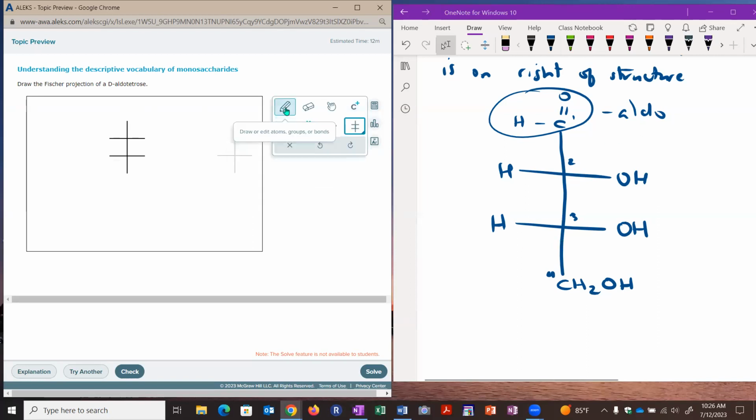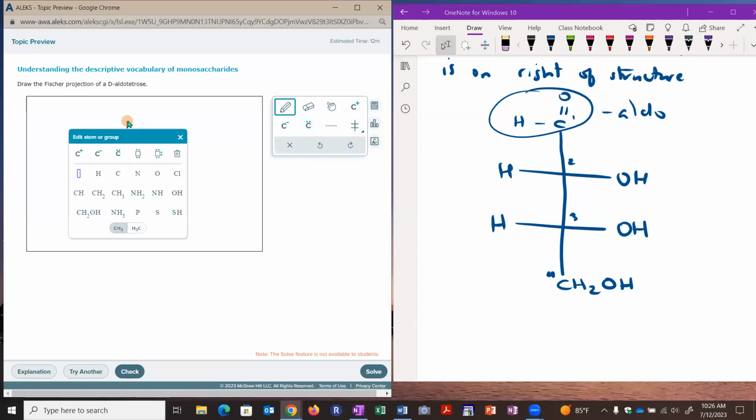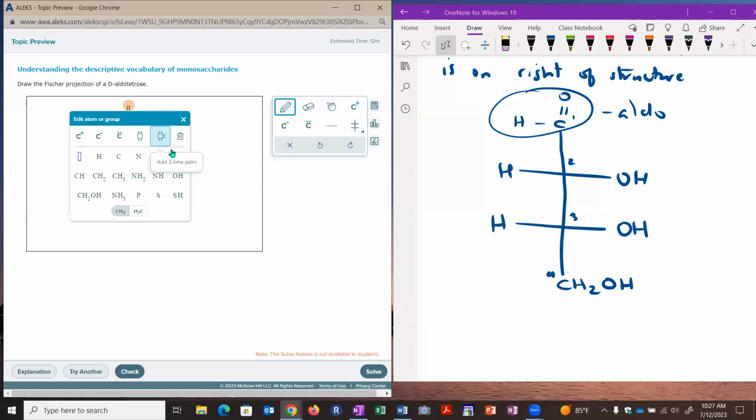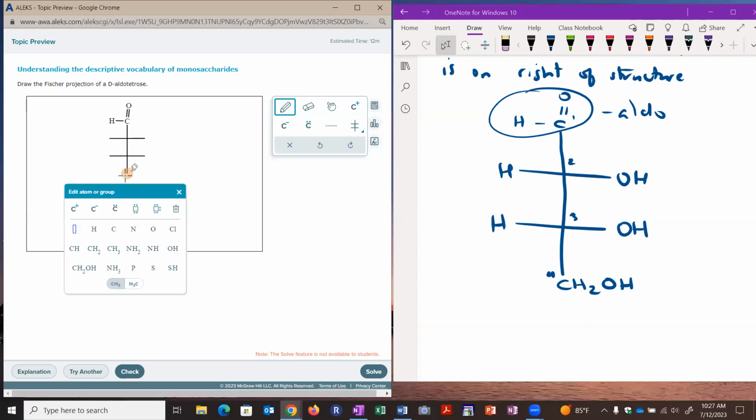So I need a C double bond O here at the top. Let's put that C in first. So you have a carbon. I need a double bond. So 1 bond and another one. That's going to be to an oxygen here at the top. And then my 4th bond there to the carbon is going to be to an H. Put that H in. Then here at the bottom, I have a CH2OH.